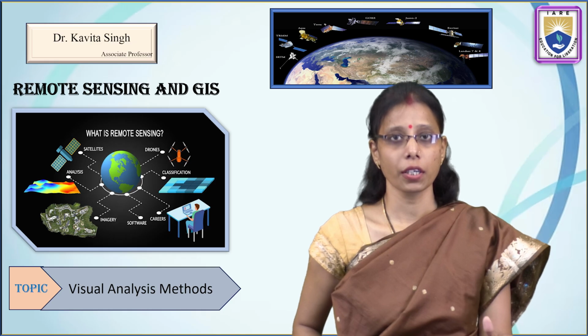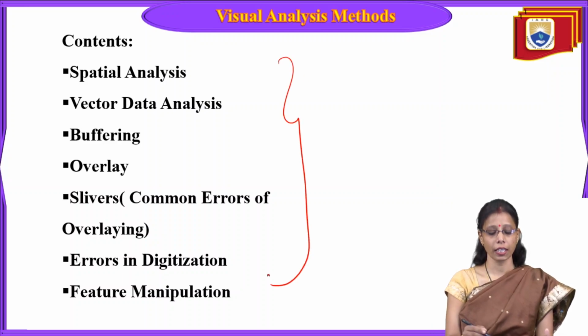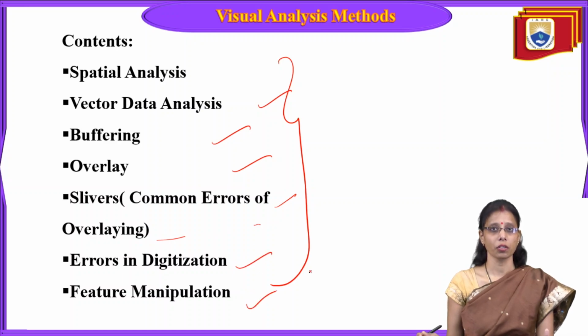Before we enter the topic, let us go through the contents. What are the contents we are going to discuss in today's lecture? We have spatial analysis, vector data analysis, buffering, overlay, and slivers. We generally call these common errors of overlaying, or errors in digitization and feature manipulation. All this we are going to learn today.